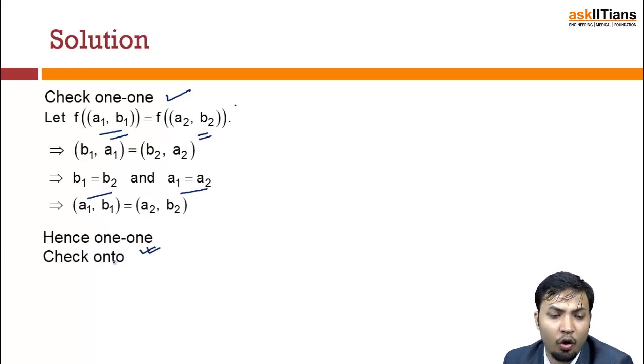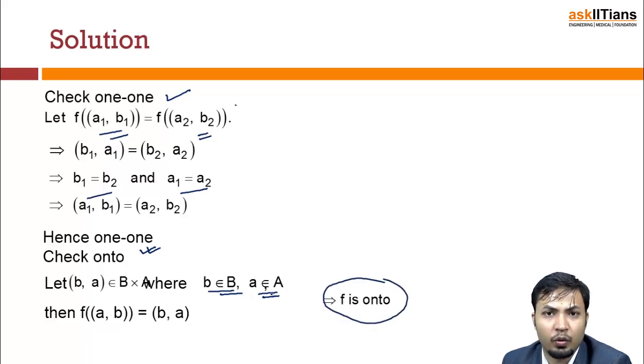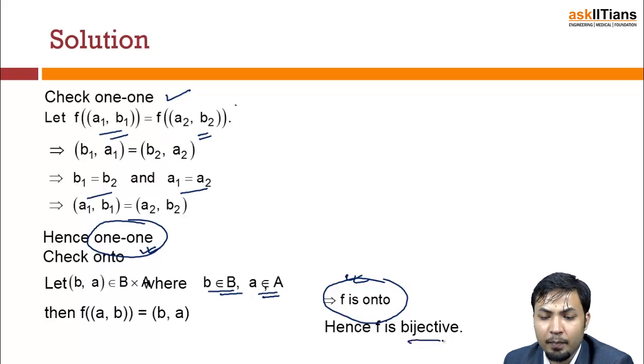Now I need to check onto. I let b comma a belong to b cross a, where b belongs to B, a belongs to A. So f of a comma b is equal to b comma a. Therefore f is also onto. Okay, so over here it becomes 1-1 as well as onto. Alright, therefore it is a bijective function.